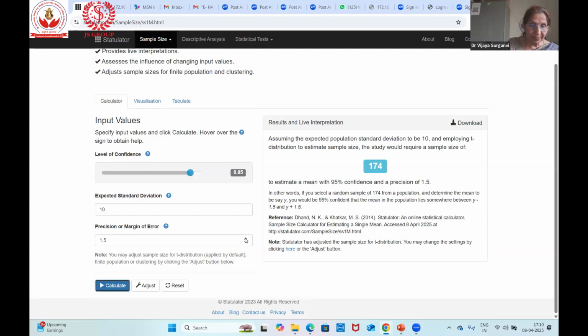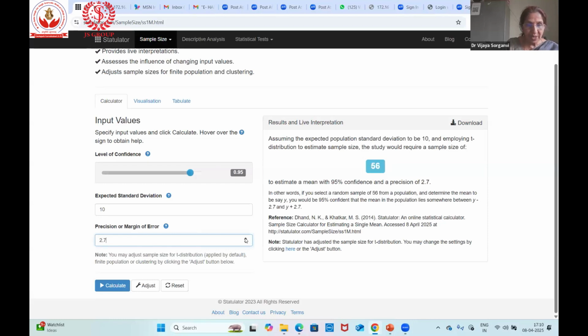So you increase it. When you take 1.7, sample size will be 136. When you take 1.8, it has decreased to 122. So like this, up to 5 you can take here. So your sample size reduces to 90.